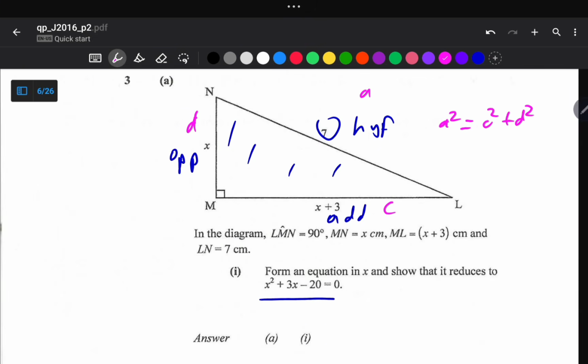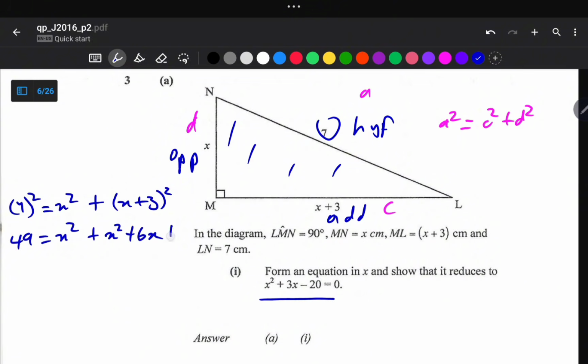Okay, so we are going to use this idea to form an equation and show that it reduces to this form. Given that our hypotenuse is equal to 7, it is now 7 squared being equal to opposite squared, which is x squared, plus adjacent squared, which is x plus 3 squared. So 7 squared gives us 49, being equal to x squared plus, if we expand this bracket, x squared plus 3 by x gives us 3x, 3 by x again gives 3x making 6x, and 3 by 3 gives us 9.